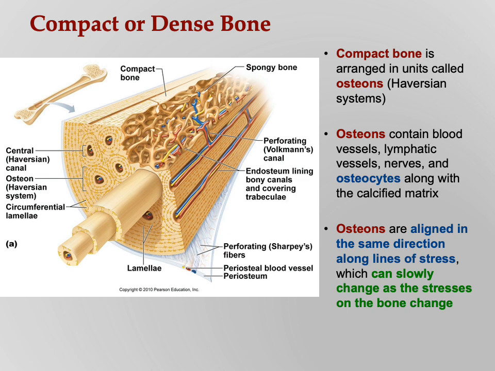Osteons are aligned in the same direction along lines of stress, which can slowly change as the stresses on the bone change. So in other words, the osteons of your leg bones are arranged vertically. So they're like columns, like big pillars that hold you up. But they can change slowly. So for example, if as you're growing, you don't get enough calcium in your diet, the osteons may not be able to support you, and they end up starting to bend, and then you get bow legs. That's called rickets when that happens due to a nutritional deficiency. So compact or dense bone.